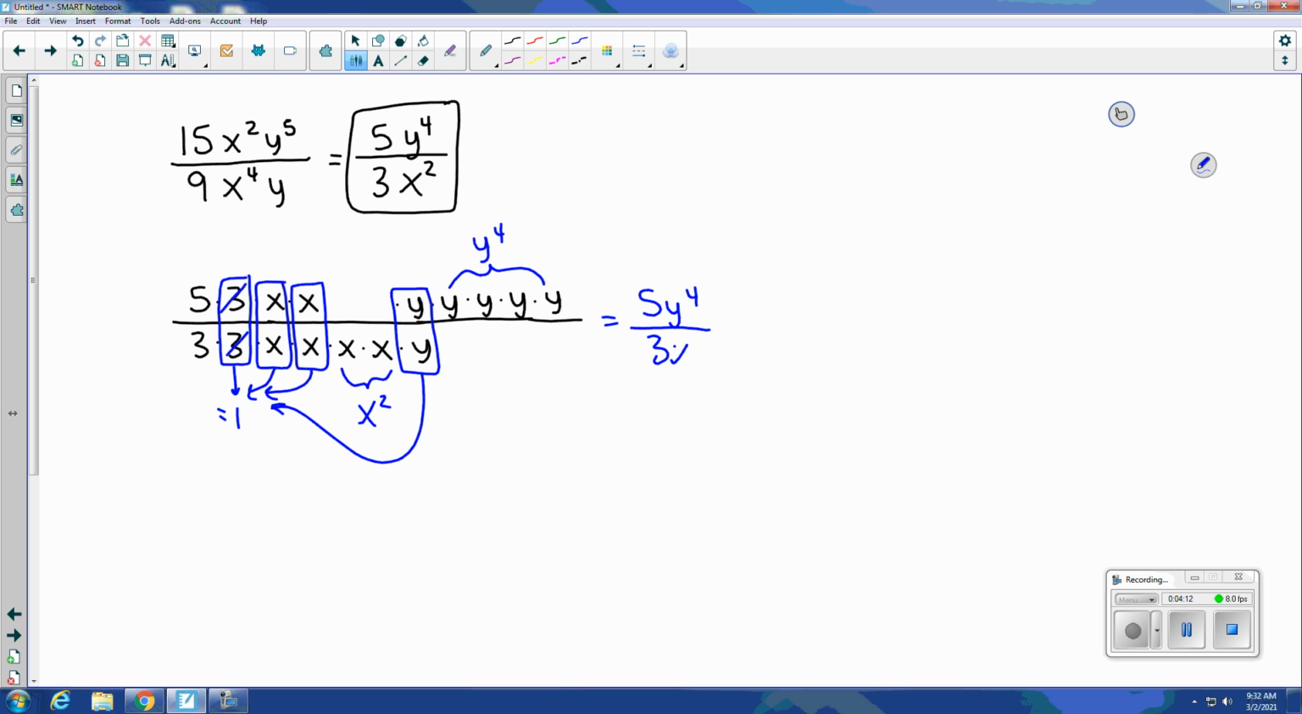But the cancellation works because canceling something from the top and the bottom is equivalent to a value of 1. And I know when I make that cancellation, I am not changing the value of the expression, and that's important. We can't change the expression's value through a simplification. We're just changing the way it looks. And we'll see why that's important in another example when we deal with polynomials.